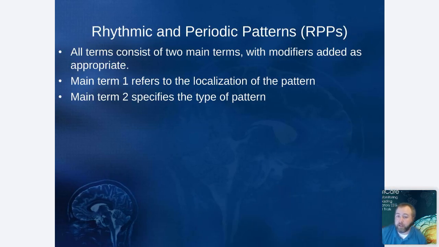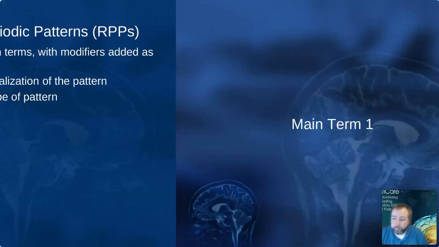If we move on then quickly to rhythmic and periodic patterns. Sorry if I'm going kind of fast, but there's a lot of information here. So rhythmic and periodic patterns, this is going to take up the big chunk of all of this. Your terms must consist of two main terms and then add modifiers as appropriate. Main term 1 is always going to refer to the location of the pattern, the localization. Where is the pattern coming from? Main term 2 is going to specify the type of the pattern.